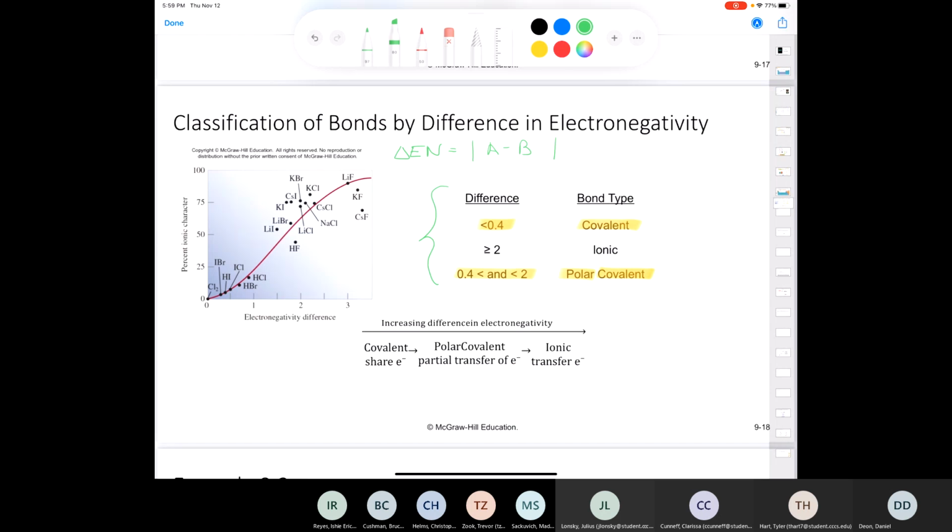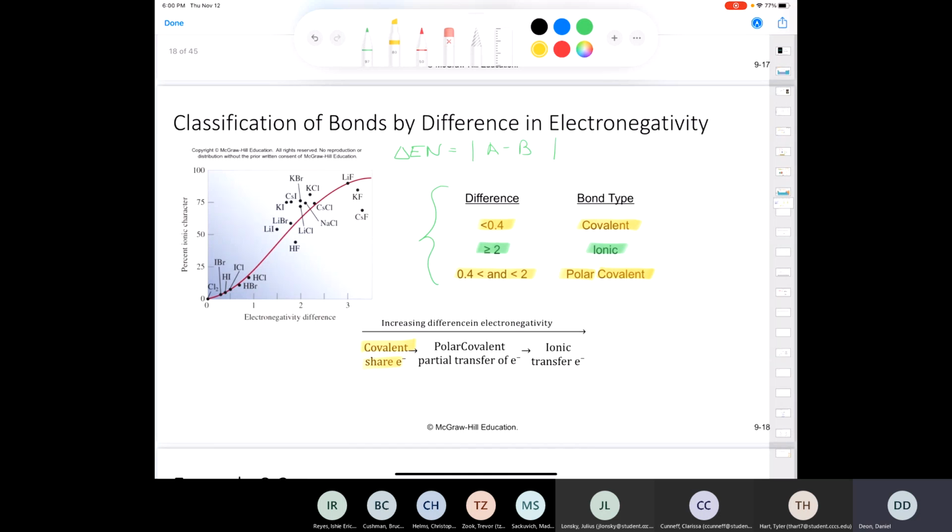Finally, if I have a difference of electronegativities that's greater than or equal to 2, in that case, the difference is so great that the bond is ionic. You've got to know the difference between covalent, polar covalent, and ionic bonds. Let's review.